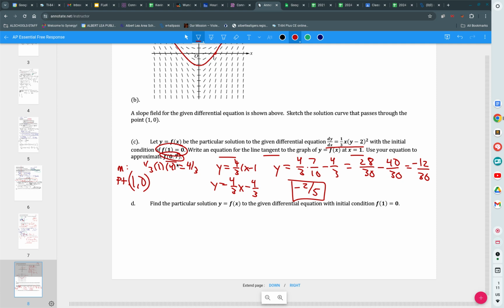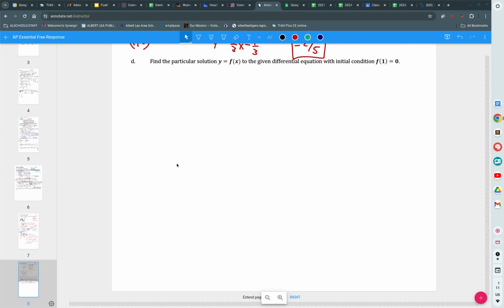I think all these points are very gettable so far, don't you? Then let's look at the last one. This is your last review question. Congratulations, you're an excellent group. Find the particular solution to the given differential equation with the initial condition f of 1 is equal to 0.